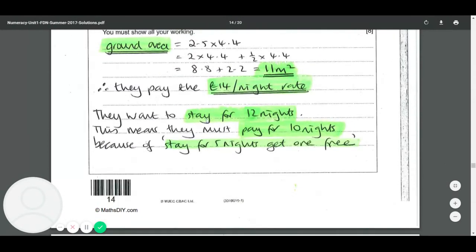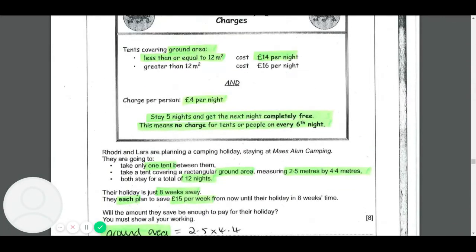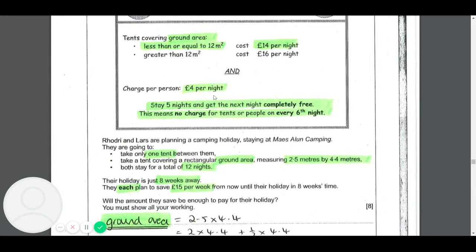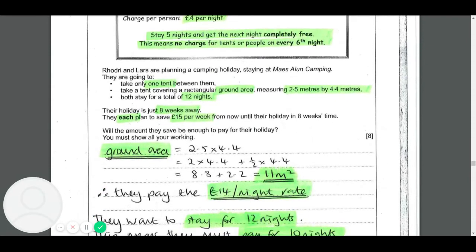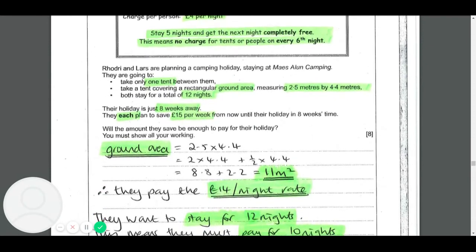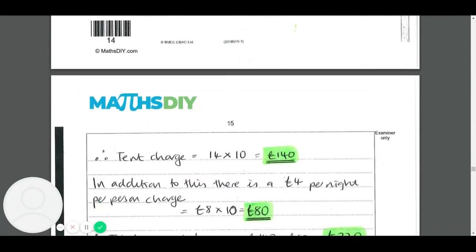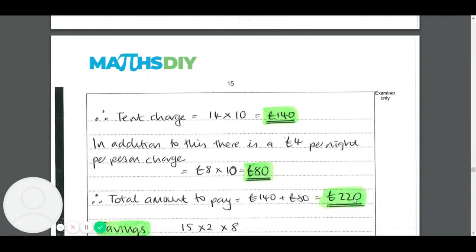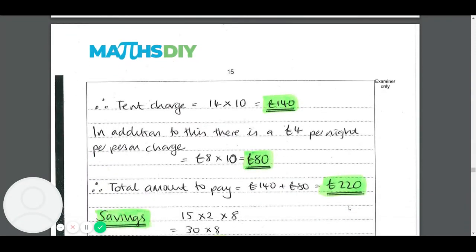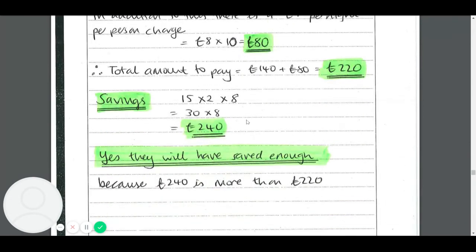So £14 per night. They're going to also be paying £8 for two people, so they're going to be paying £22 per night. So if they're paying for 10 nights, they are going to be paying £220. Okay, so £220 total. They're saving £15 a week each, so that's 2 lots of 15, so that's £30 a week in total, times 8, they're going to save £240.